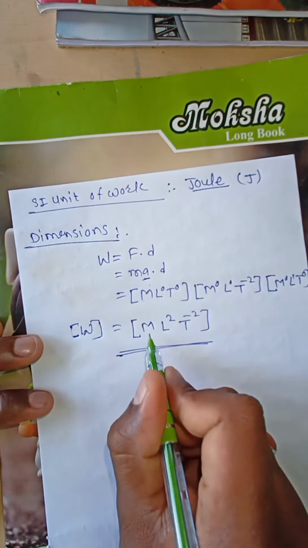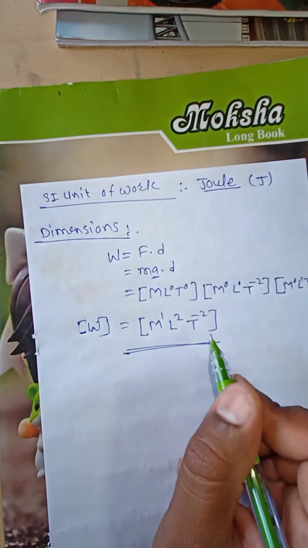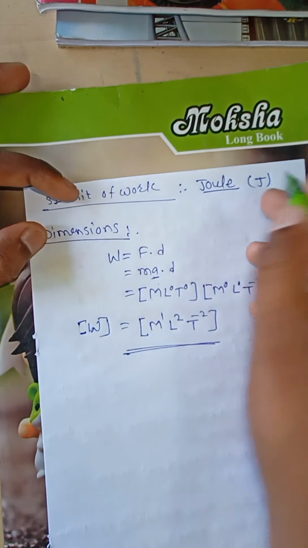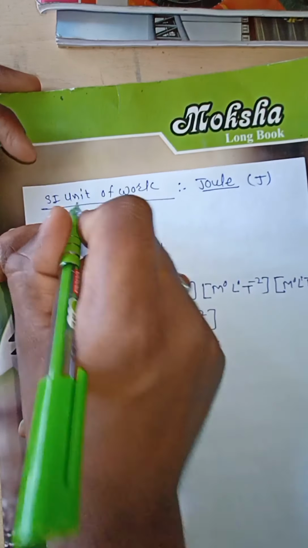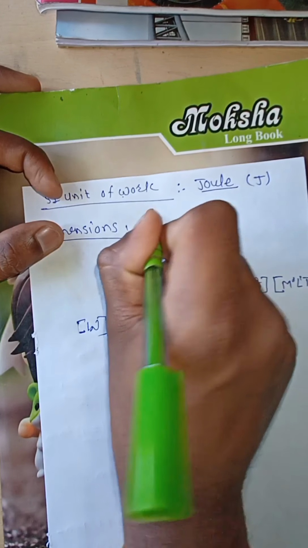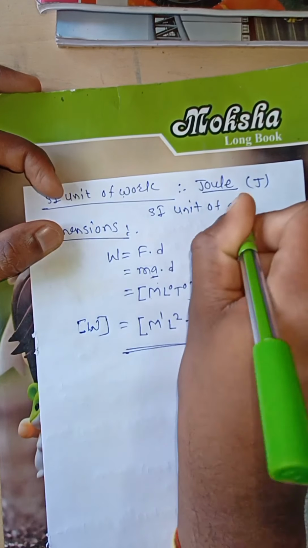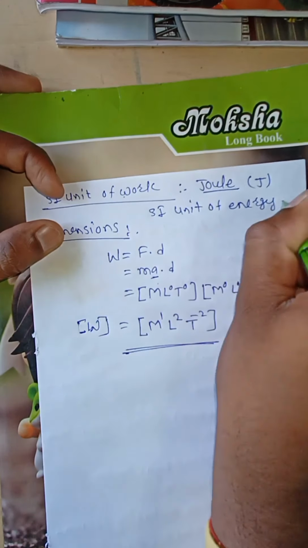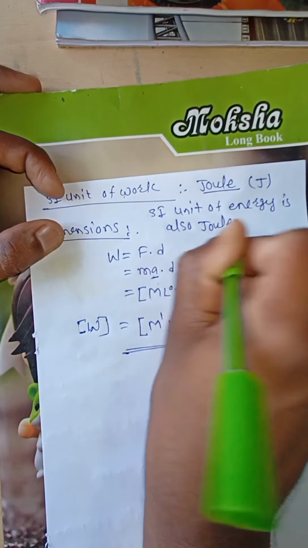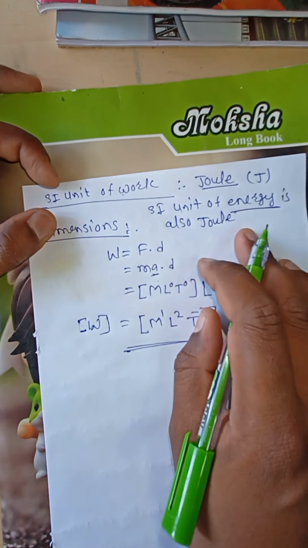The dimensions of work is m1, l to the power 2, t to the power of minus 2, and its SI unit is joule. And see here, the SI unit of work is joule, and the SI unit of energy is also joule. SI unit of work and SI unit of energy both are joule.